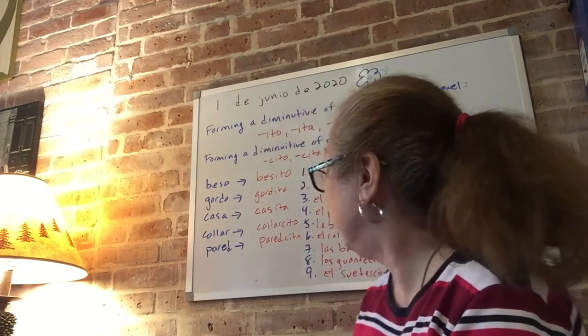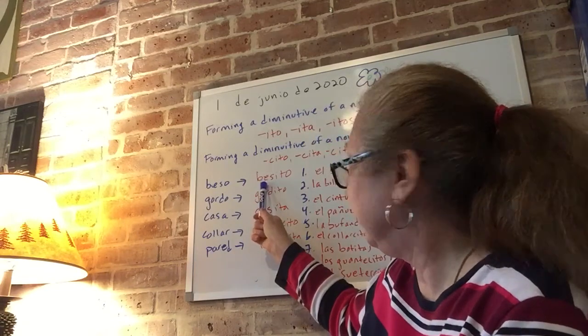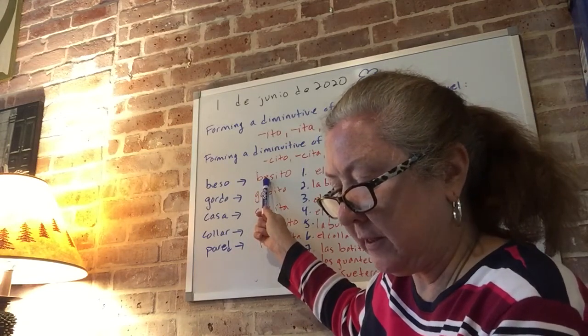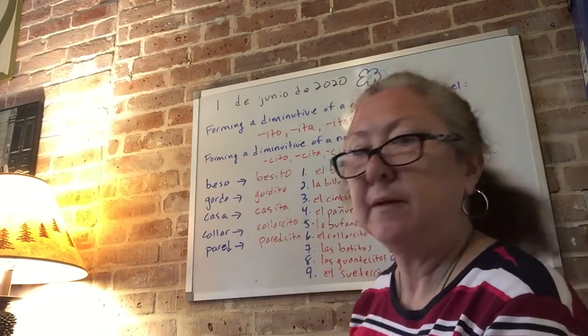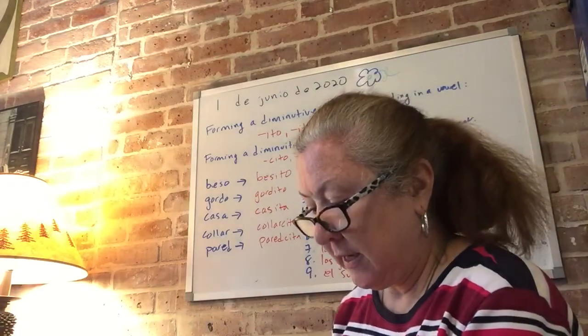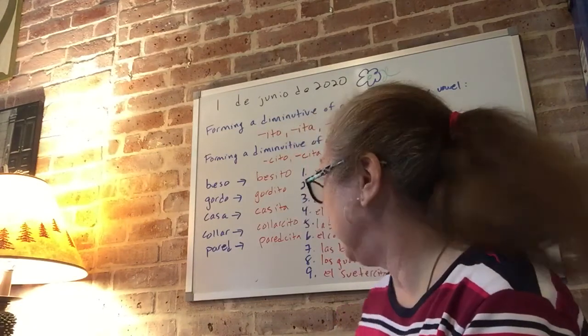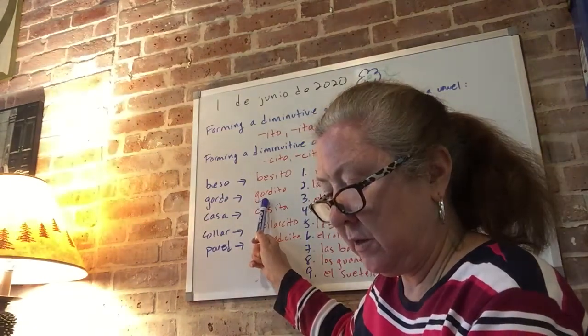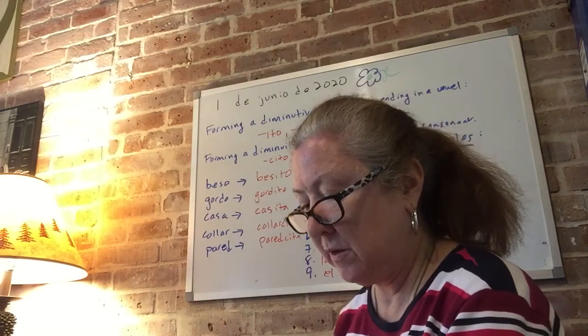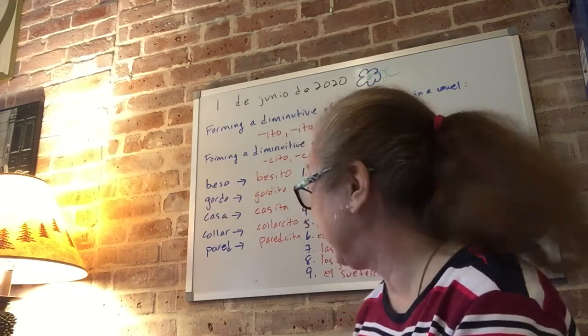Words like beso will be called besito. So you can write this down in the blank. Instead of gordo, we say gordito. Words like casa will be called casita.